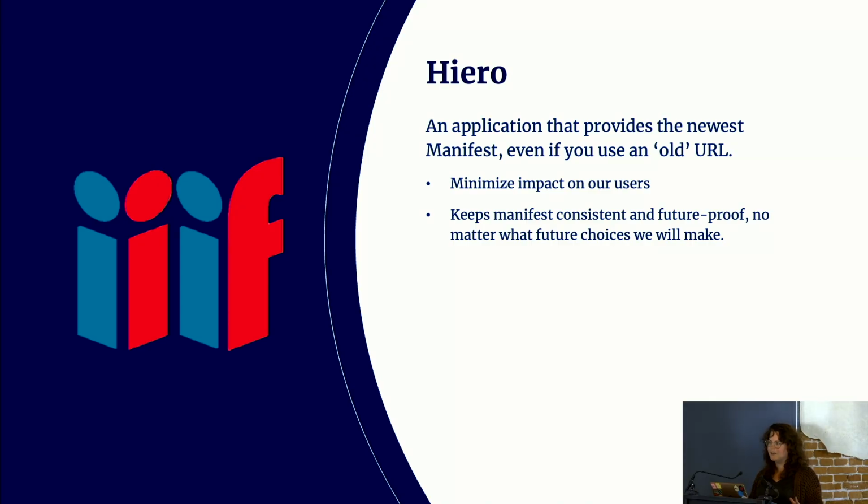We call it Hero, which obviously is a reference to a hero, but also "hero" in Dutch means "right here". What it does is it is an application that provides the newest manifest even if you give it an old URL. So not only does it mean that our users will never know the difference, they wouldn't do anything different, they wouldn't be confronted with anything, they will be none the wiser and still can see all our manuscripts at any time.